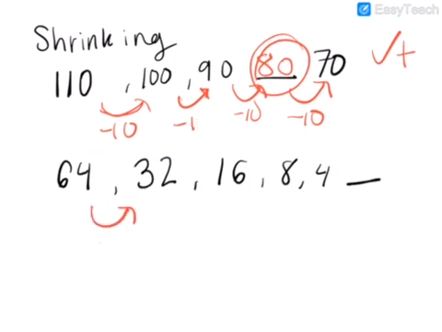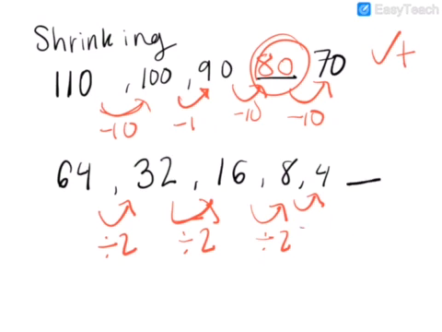Okay, so this one's minus 32. This is minus 16, minus 8, minus 4. I see that my pattern really isn't working if I subtract. So I'm going to think, what do I divide? Okay, well, 64 divided by 2 is 32. And 32 divided by 2 is 16. Since this pattern works, I know that I can continue it. And this equals 2.